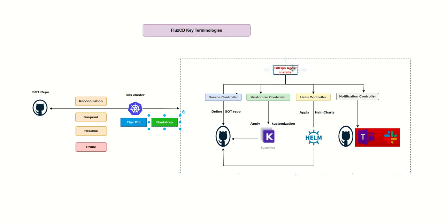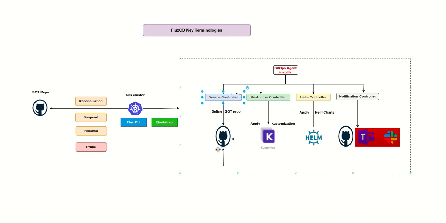When I say GitOps agent, it is a collection of a set of controllers, you can say software programs. These controllers help us in managing the complete continuous deployment system. So we'll discuss them one by one. When it comes to the source controller, using this we define the source of our deployment. In our case, if this is our Git repository, then we tell FluxCD that we are going to consider this as the desired state of our Kubernetes environment.